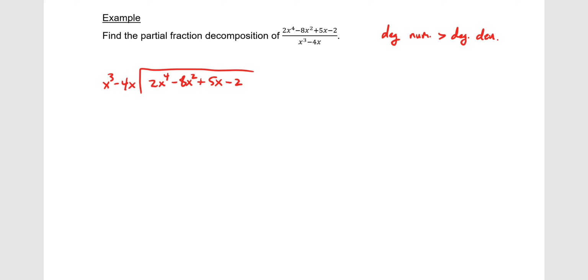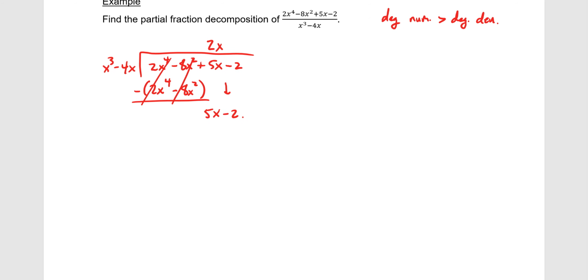Okay, so we need to think, what do we have to multiply x cubed by to get to 2x to the fourth? Or we can divide those leading terms on the side. Either way, we're going to end up getting 2x. I'm going to put that right here. Now we have to multiply 2x by that divisor. 2x times x cubed minus 4x. We get 2x cubed minus 8x squared. And actually, when we subtract this, those both end up canceling. And we have to bring down what we didn't use. And that's actually it. So that one's actually pretty easy. We knew to stop there because the degree of 5x minus 2 is less than the degree of the divisor, x cubed minus 4x.